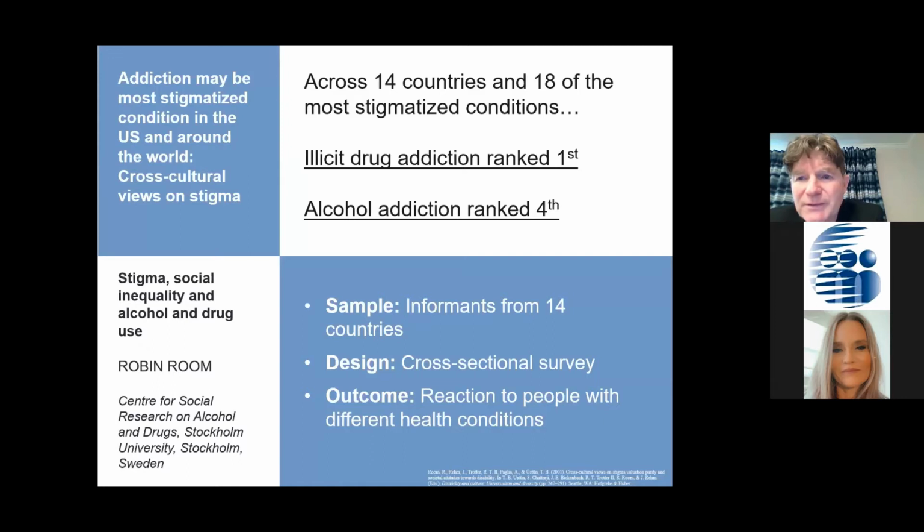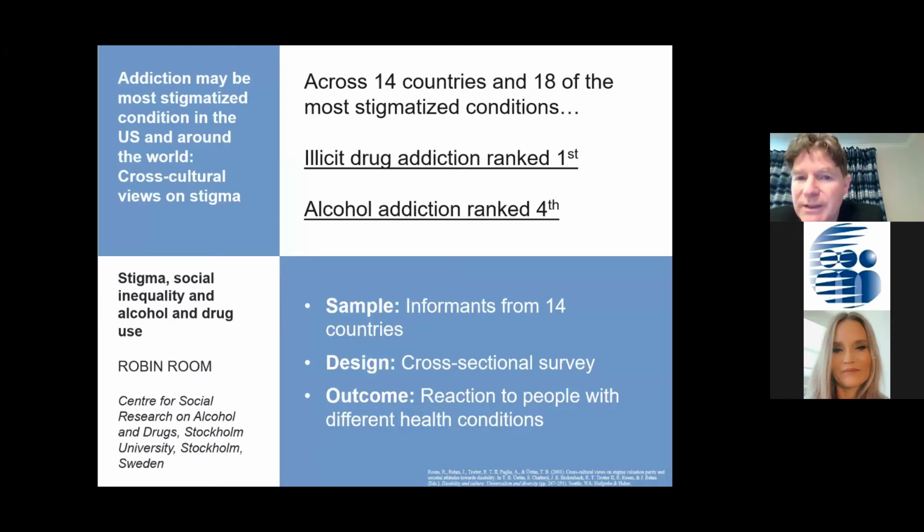So what do we know about stigma and addiction? Well, there's been lots of studies around the world. This is one published about 20 years ago by the World Health Organization, looking at 18 of the most stigmatized conditions in 14 different countries. This included being a criminal, being HIV positive, as well as using illicit drugs, addicted to illicit drugs like heroin, as well as licit drugs like alcohol.